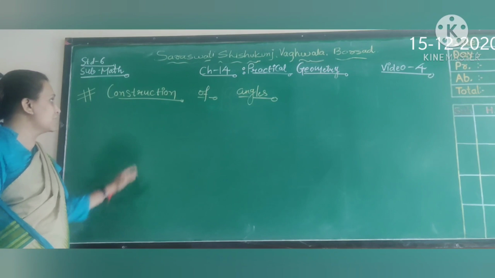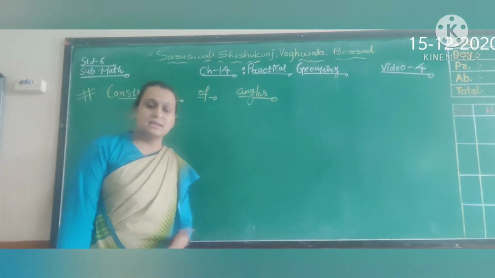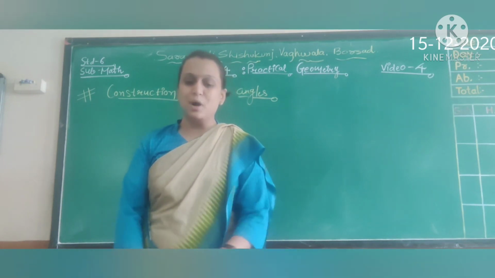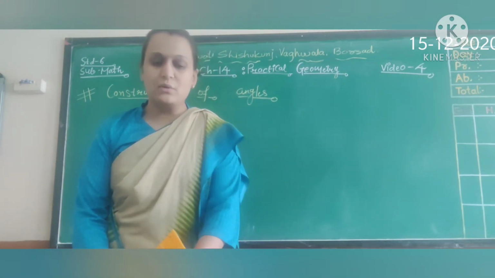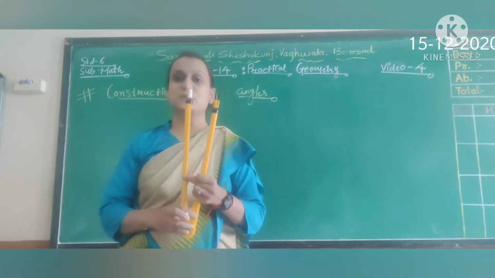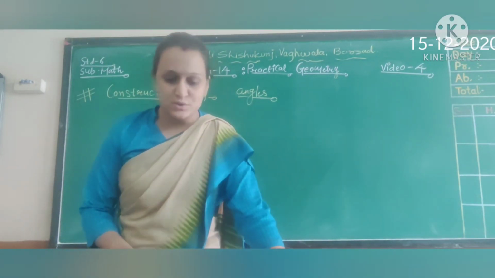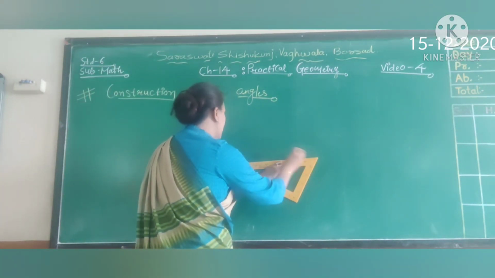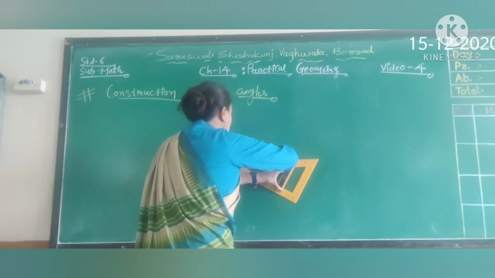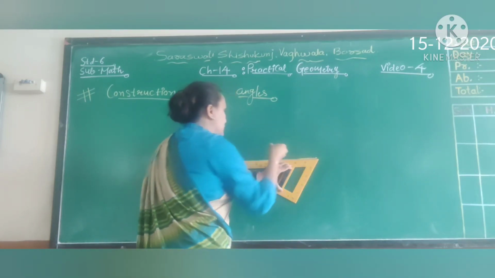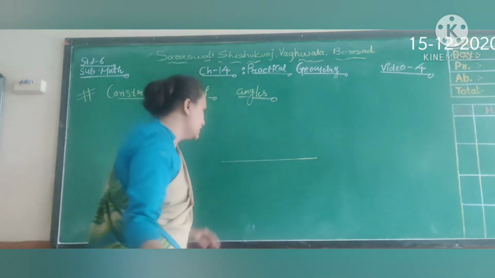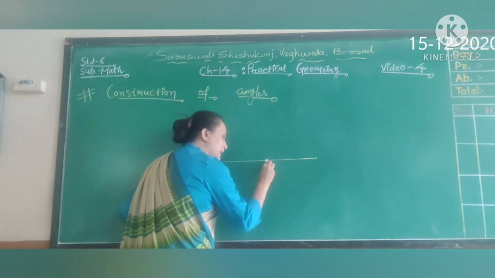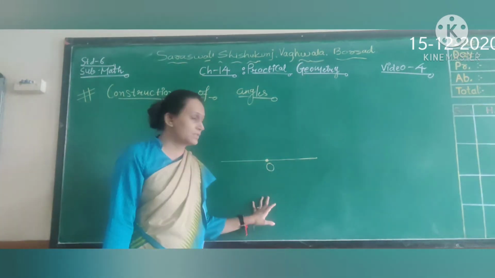Now our next topic is construction of angles. See, in the previous video we learned how we can construct angles with the help of a protractor. Now we are going to learn how we can draw angles with the help of a compass. So here, first we have to draw a straight line. Okay, so this is our straight line. Let us consider one point here. Then we give it the name O.